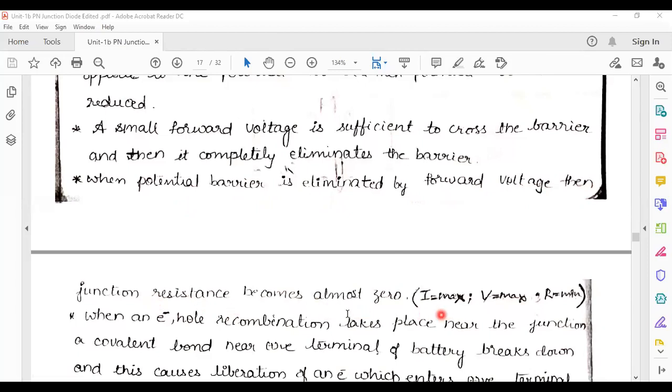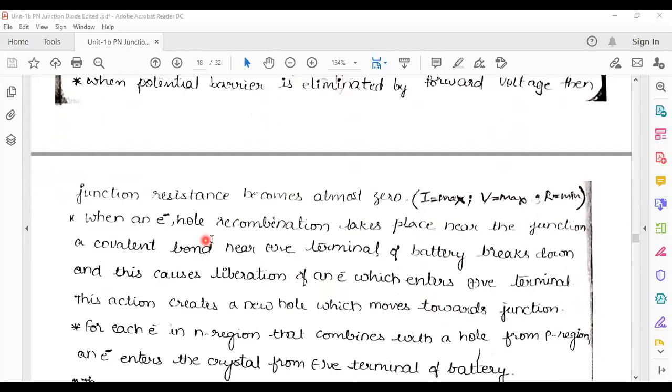If resistance is minimum or 0, then the flow of current is maximum. And we have given the forward voltage also maximum here, so the flow of current is also maximum. If resistance across the junction is minimum, then the flow of current is maximum. Only with respect to resistance and current I am going to consider here.